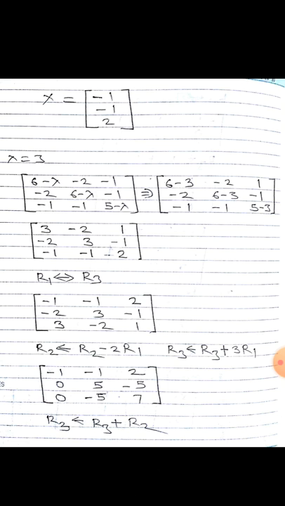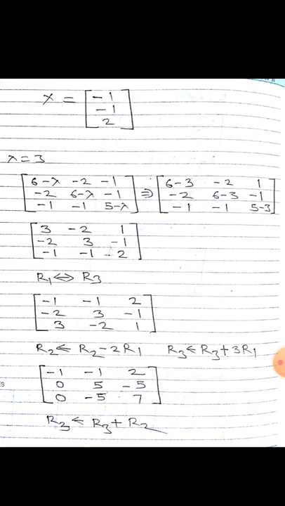We have substituted diagonal elements. 6 minus 3, minus 2, 1, minus 2, 6 minus 3, minus 1, minus 1, minus 1, 5 minus 3. Now see here, 6 minus 3 is 3, 6 minus 3 is 3, 5 minus 3 is 2. So other off-diagonal elements are as it is. Now we interchange R1 and R3. So minus 1 minus 1 2, R1, R2 as it is, R3 3 minus 2 1. Now we perform R2 minus 2 R1, and R3 plus 3 R1.